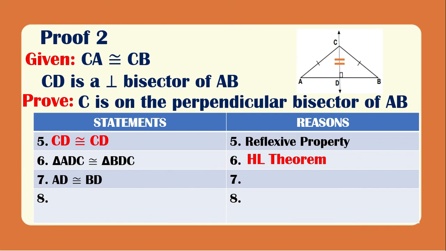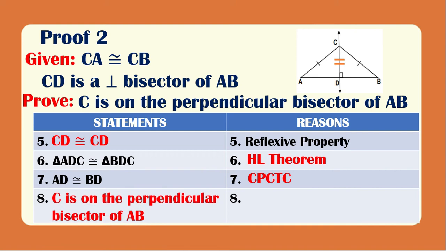And then for the seventh reason, we have AD is congruent to BD because of CPCTC, because they are corresponding parts. And then for the eighth statement, which is our last statement, we have C is on the perpendicular bisector of AB. The reason will be definition of perpendicular bisector, since the segments are equidistant from each other.